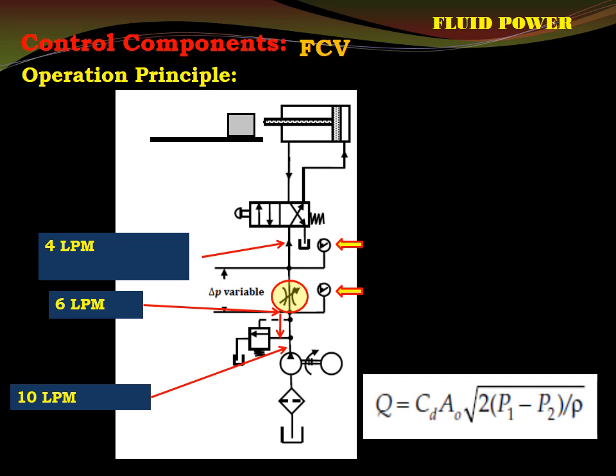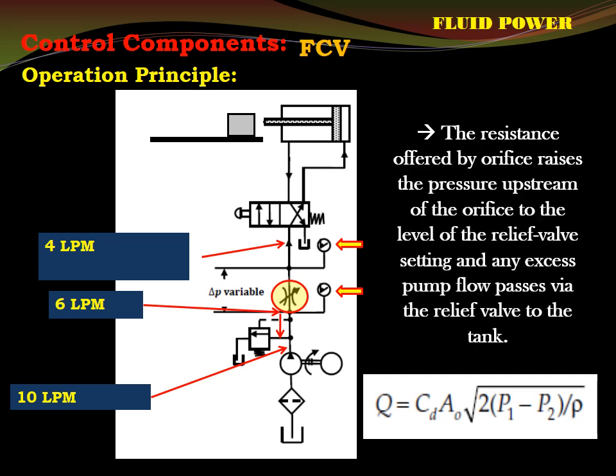So for your reference, I have written some important things related to FCV. That is, the resistance offered by the orifice raises the pressure upstream to the orifice to the level of relief valve setting, and any excess pump flow passes via relief valve to the tank. I will explain. Here it is written for your reference.